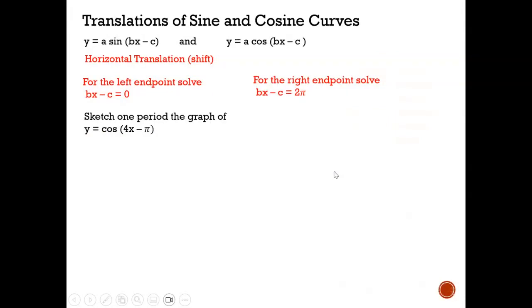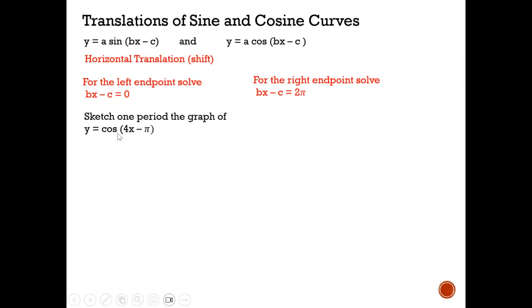Now comes the shifts. If you have something like y equals a sine of bx minus c, or y equals a cosine of bx minus c, this means it's going to be a horizontal shift or horizontal translation. For the left-hand point you let bx minus c equal 0, and for the right-hand point you let bx minus c equal 2 pi. But like I tell my students, you don't do the shifts until the very end, to make it easier.